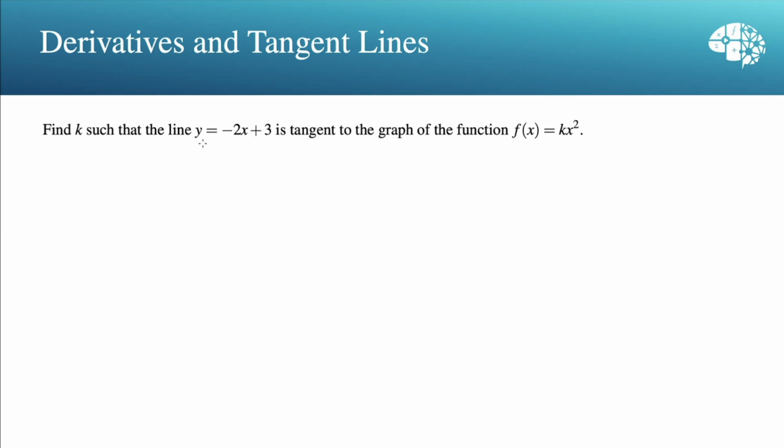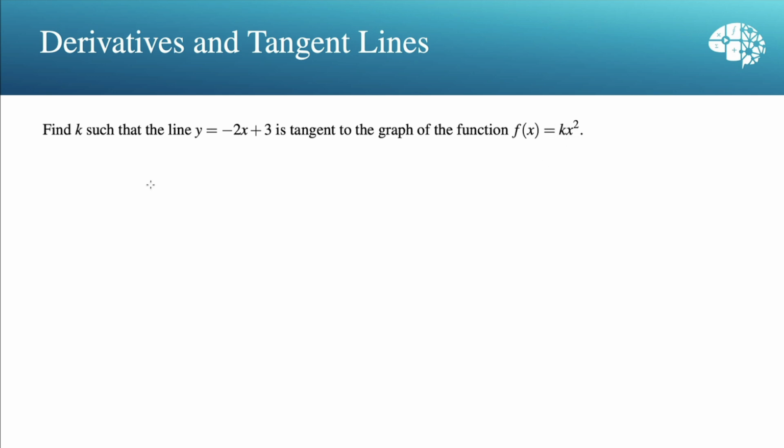To have this line, y equals negative 2x plus 3, be tangent to the graph of the function kx squared, we need two things to be true. We need the line to actually touch the function. They need to intersect each other. And second, we need the slope of the line to be the same as the slope of the function, or the derivative of the function.